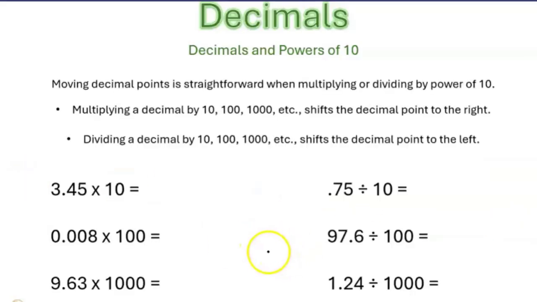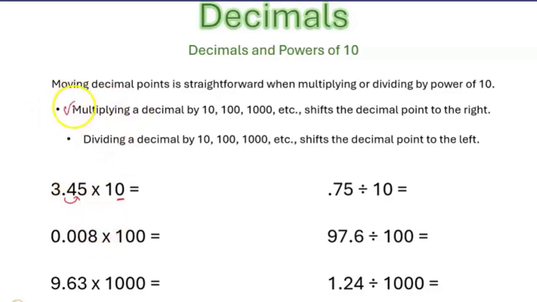Once you understand powers of 10, it's really neat how we can use that to actually multiply and divide very quickly. Moving the decimal point is straightforward when multiplying or dividing by powers of 10. So let me show you what I mean. If we're going to multiply 3 and 45 hundredths by 10, all you have to do is look at your multiplying by 10, which is 1 0. That means you're going to move the decimal point one place to the right.